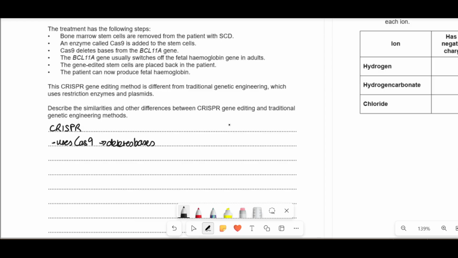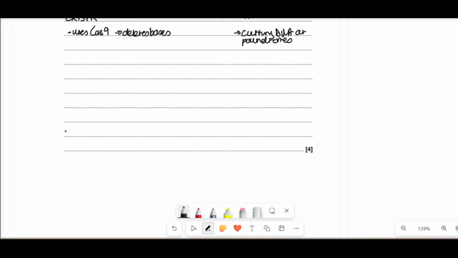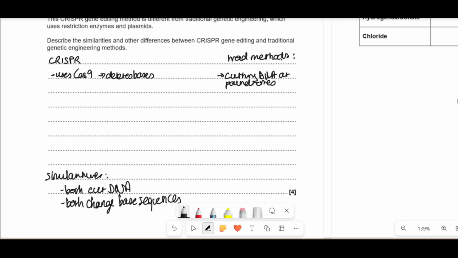If we look at our traditional methods, restriction endonucleases do also cut DNA. They break them, remember, at sites where they can recognize them. So this works by cutting DNA at palindromes. So there's a similarity there. That's one similarity already, if I scribble that down here: both of them cut DNA. They both remove bases, right? And as a result, they're both going to change the base sequence, right? Because if you're cutting this and then doing all the other stuff with the plasmid, you're eventually going to change the base sequence.